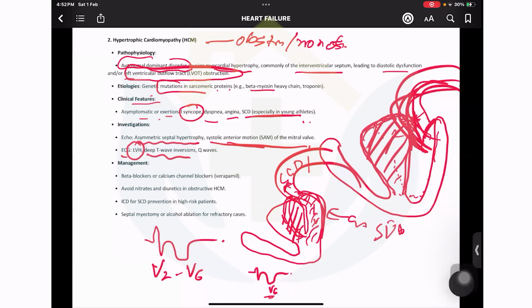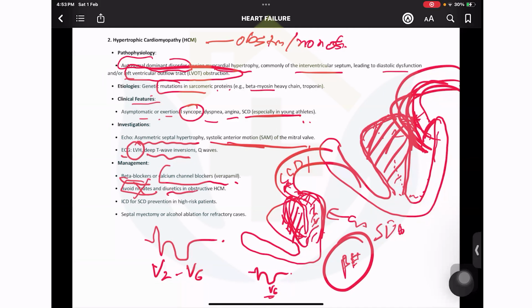So how do you treat this patient? You don't want them to go into spasm. So the best drugs are beta blockers. Don't let this heart go into a spasm and lead to sudden cardiac death. So either beta blockers or calcium channel blockers for this purpose. Nitrates should be avoided. Why? Because nitrates will decrease the preload and the patient will have tachycardia. Diuretics will also do the same thing to preload.